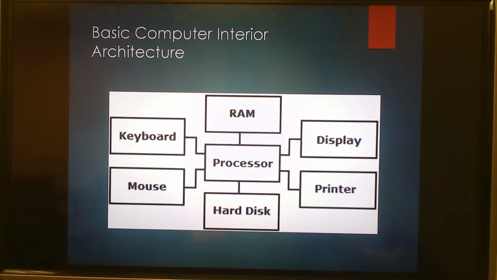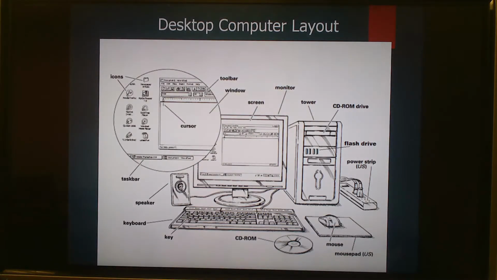This is the basic computer architecture. You've got your processor, RAM, hard disk, keyboard, mouse, display, and printer. And the RAM is like the memory. The processor, again, is the brains of your computer, along with your hard disks and all the other stuff there. You don't need to know this, but it is a good idea to see what it looks like and how it's all connected.